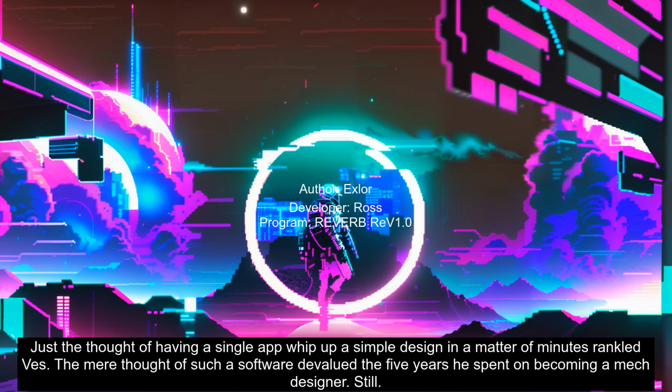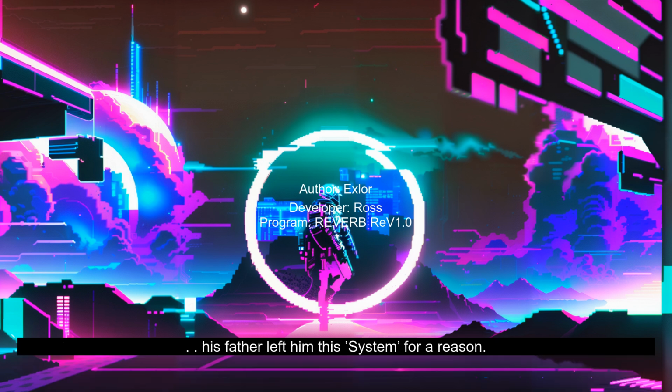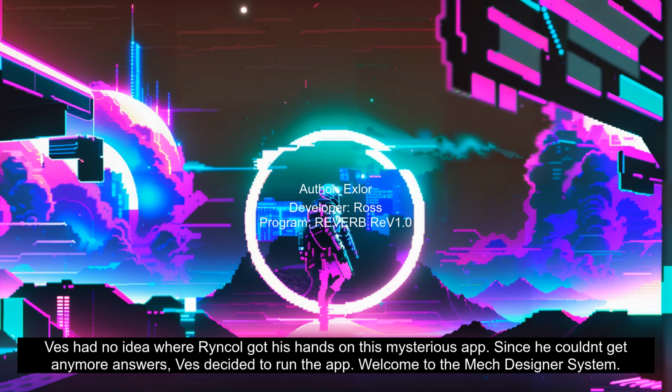Just the thought of having a single app whip up a simple design in a matter of minutes rankled Wes. The mere thought of such a software devalued the 5 years he spent on becoming a mech designer. Still, his father left him this system for a reason. Wes had no idea where Wrinkle got his hands on this mysterious app. Since he couldn't get any more answers, Wes decided to run the app.